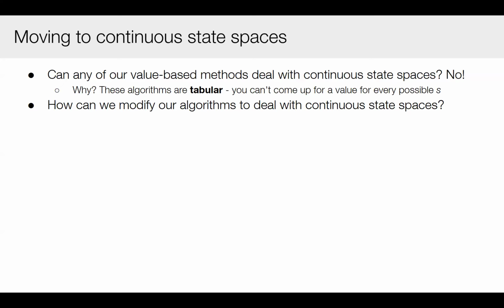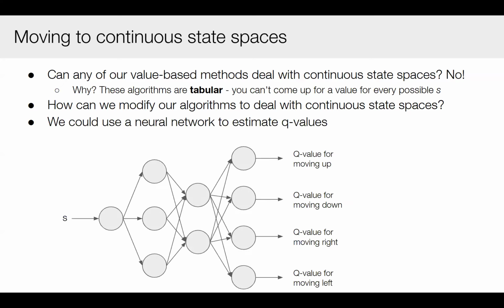So how do we modify our algorithms to deal with continuous state spaces? Well, we could introduce a neural network instead of a Q table to estimate Q values, right? And that would look something like this, where you input the state, and then you get multiple outputs, where every output is the Q value for every action. So if we go back to our grid world, we have 4 actions that we could take at any state. Your first output is your Q value for moving up from state S. Second is Q value for moving down from state S, et cetera. And we could use this directly in place of our Q table. Does this make sense?